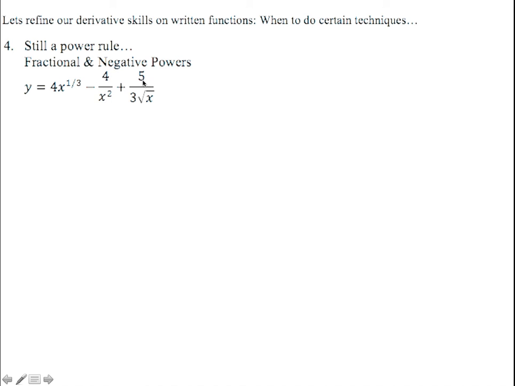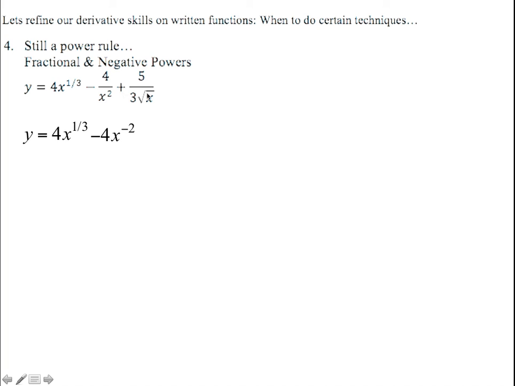Now, because you have a fraction for the middle term and a fraction for the last term, you could do the quotient rule on each one of those, but that gets really messy. So I'm going to rewrite it like this. 4x to the 1/3 is fine. That's just a power of 1/3. Then I have my minus, and I'm going to write this 4x to the minus 2. So that's a way of getting rid of the fraction and writing it as 4 times x to the minus 2 instead of 4 divided by x squared.